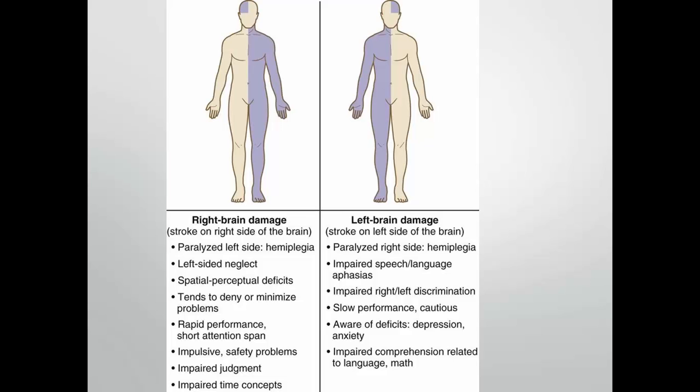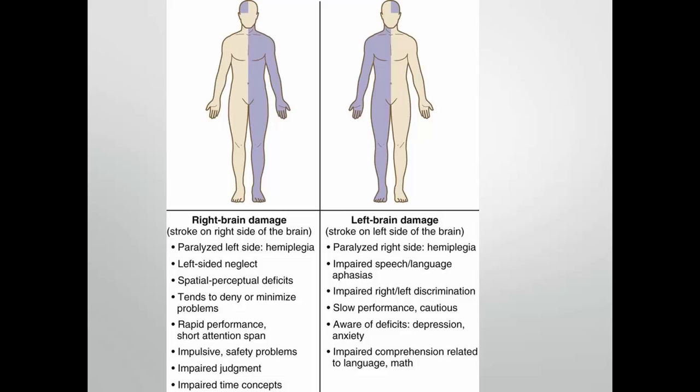So this is showing you manifestations of right and left brain strokes, and it shows you your contralateral symptoms. You can see on here for your right brain damage, so that's a stroke on the right side, they have hemiplegia, which is a paralyzed left side. A lot of times they have a neglect of that left side. They usually tend to deny or minimize problems. They have rapid performance and short attention span. They usually are impulsive and have problems with safety. They have an impaired judgment and impaired time concept.